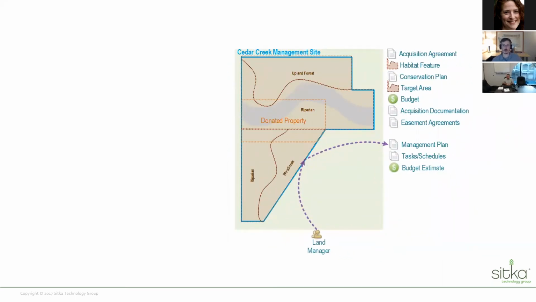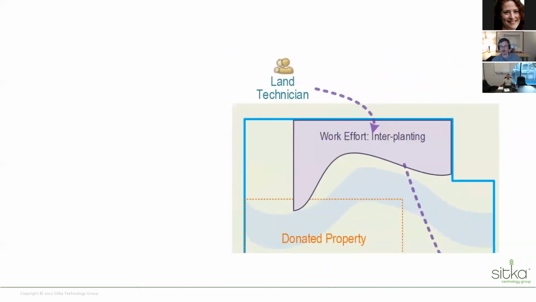With a significant set of holdings, our land manager now gets involved. The first step is to combine all of the separate properties into the Cedar Creek management site and map the habitat features, upland forest, riparian, and woodland areas. He pulls together a management plan, including tasks such as invasive control, planting, and road maintenance. A schedule over the next 5 years is built, and an overall budget to ensure this critical habitat is maximized. At this point, our land management team goes to work, starting with a few key work efforts.